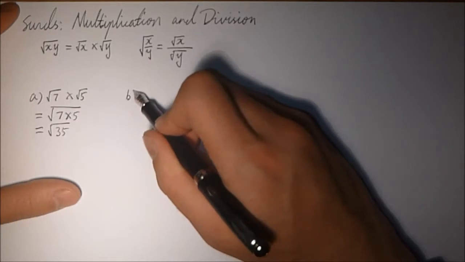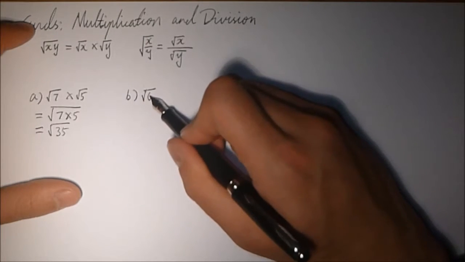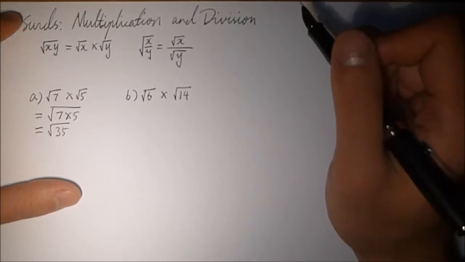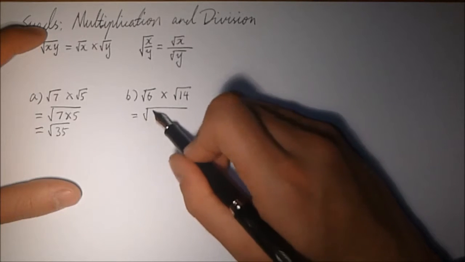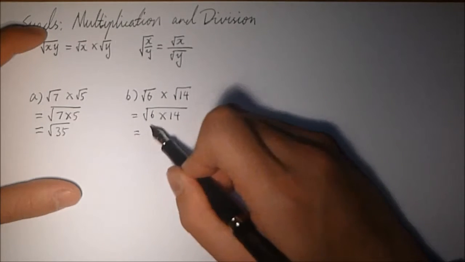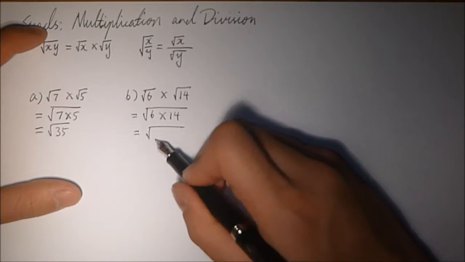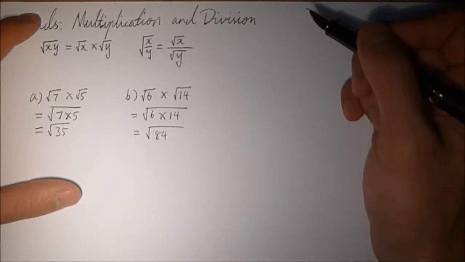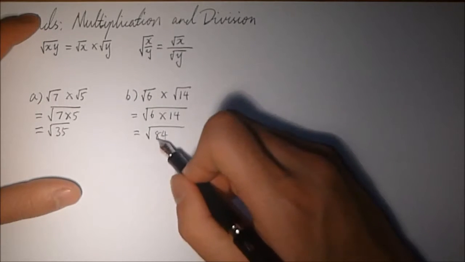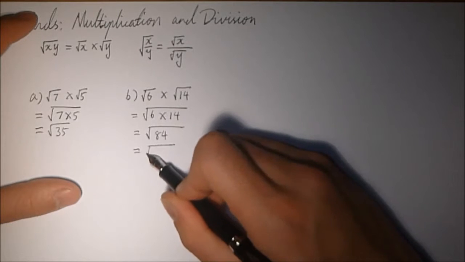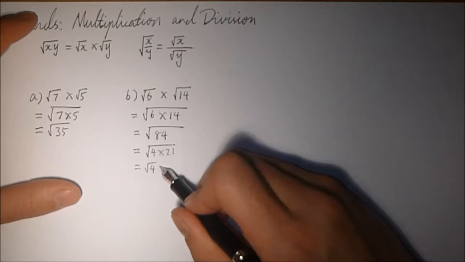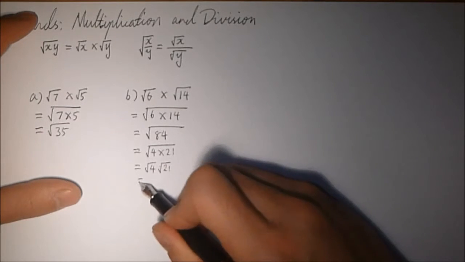And next one, we have square root of 6 times square root of 14. So we end up with square root of 6 times 14, which is square root of 84. As you can see, we can actually extract a square number out of 84 here. So we can do 4 times 21, which ends up with square root of 4 times square root of 21, and we end up with 2 times square root of 21.